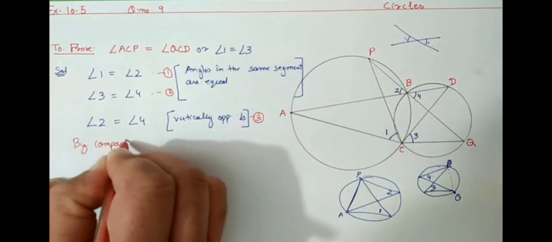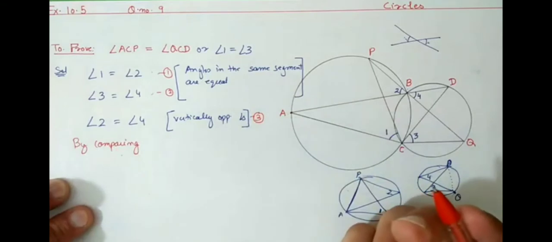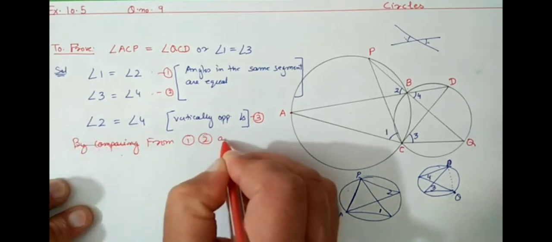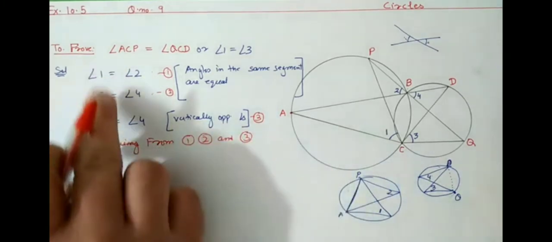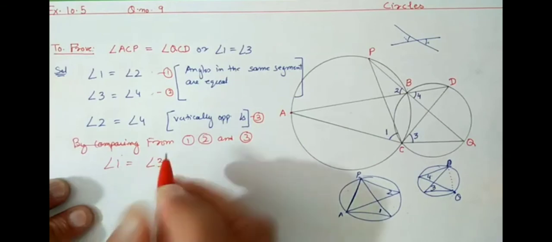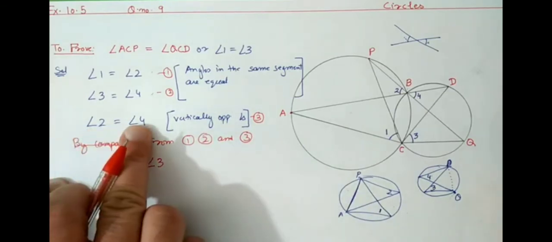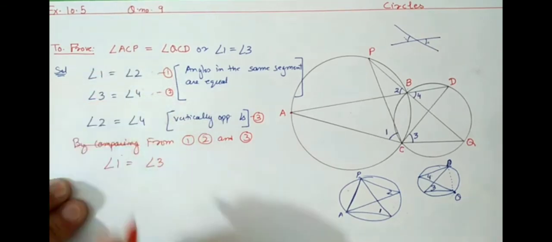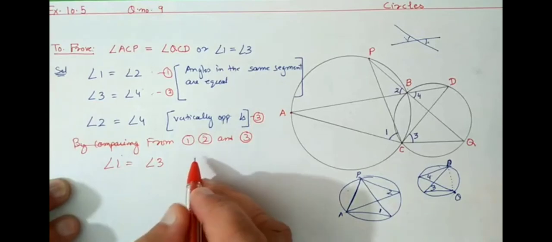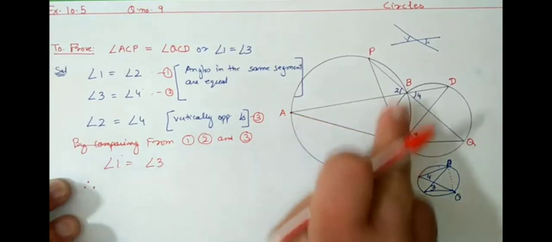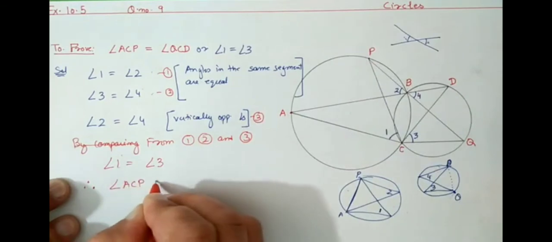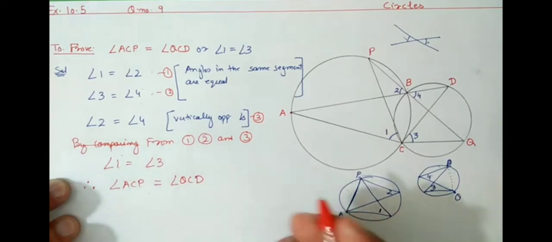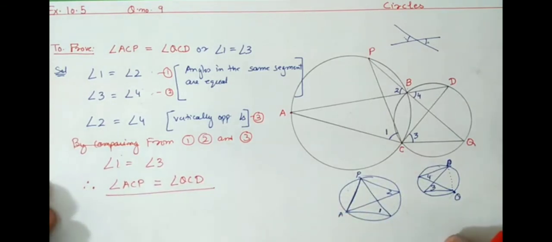So by comparing, from equations 1, 2 and 3, angle 1 is equal to angle 3, as these two angles are equal to angle 2 and angle 4 respectively, which are equal. Therefore now we will write the names in three letters: angle ACP is equal to angle QCD. Here the question ends. We will see the next question.